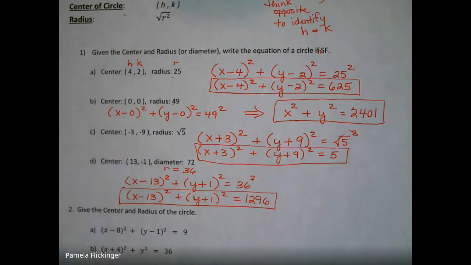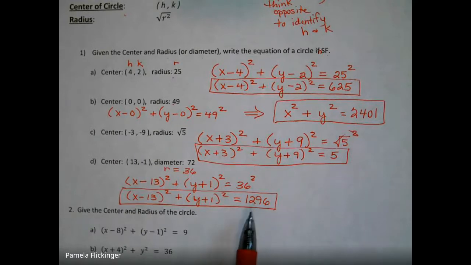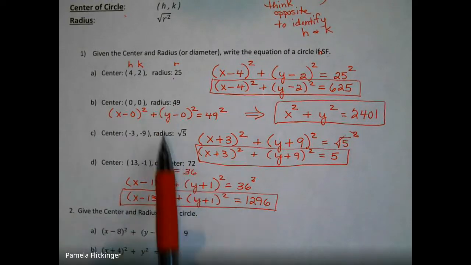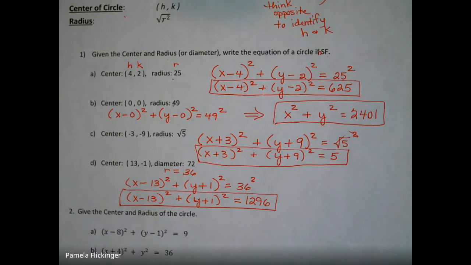So you've got to be careful, because a common mistake is to see a number that looks like a perfect square, and so they think that the radius would be 5 or 7 or 6. But take your time and make sure you are substituting whatever the radius is into the equation and then squaring it.